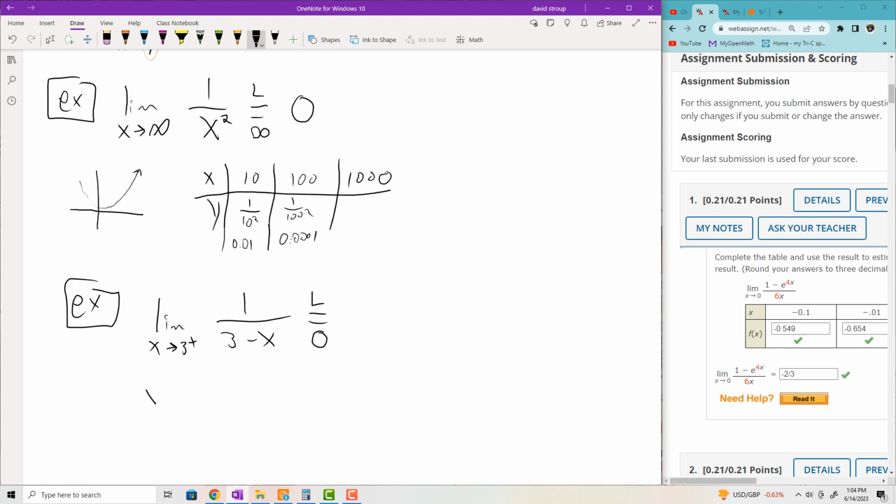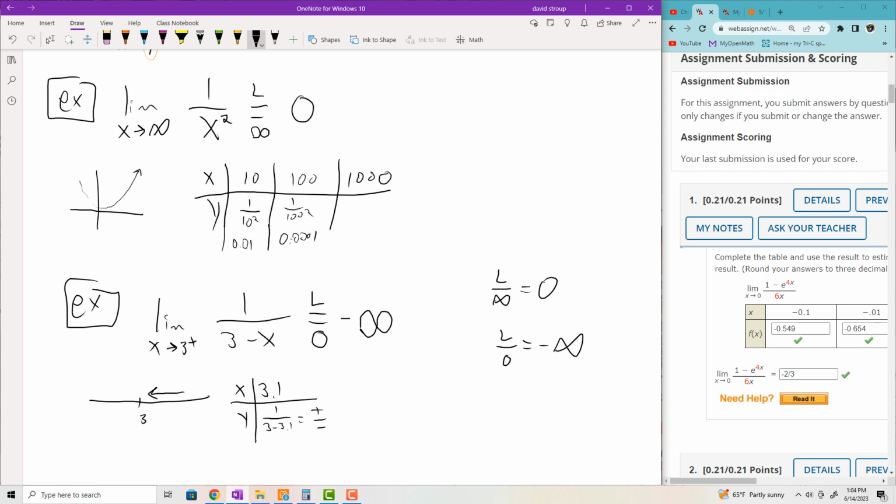I generally will first draw the number line. So here's 3, I'm coming in from the right, and then I do a test value. I'm going to plug in 3.1 into this expression, and I'll have 1 all over 3 minus 3.1, which is a positive over a negative. So at the end of the day, it's a negative number, so it's going to go to negative infinity. So far we have two forms: the L over infinity form is going to be 0, and the L over 0 form is going to be negative infinity.